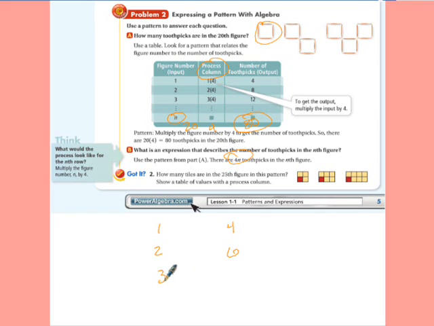In the third figure, there are now 8. So what you have to do is figure out what's happening. Okay, what's happening each time? Is it doubling? Well, no. Is it multiplying by 4? Well, no. That doesn't work.